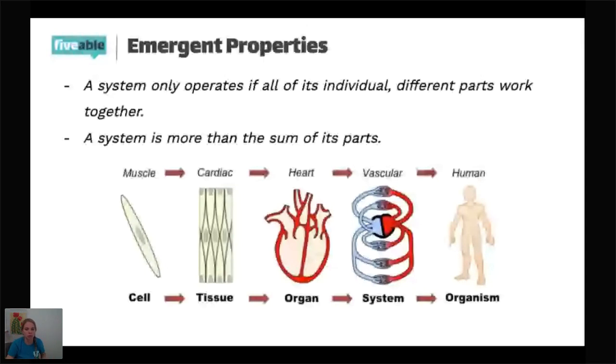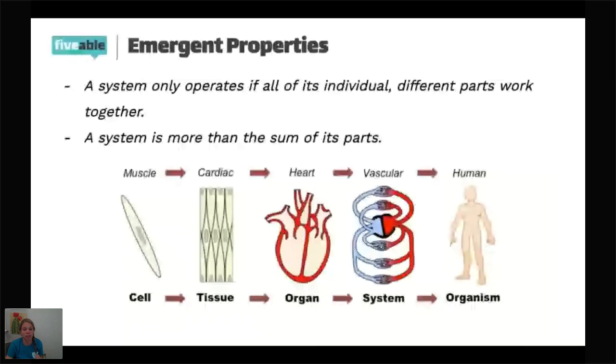So this idea of emergent properties is extremely relevant. You want to have everything. You want everything to be balanced so that you can do what you need to do.